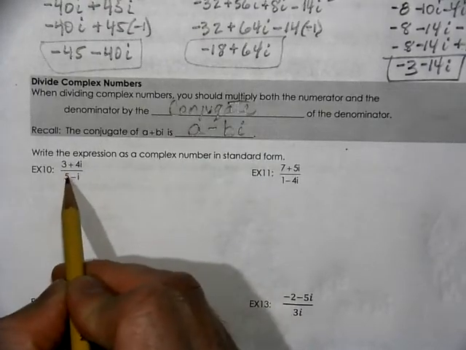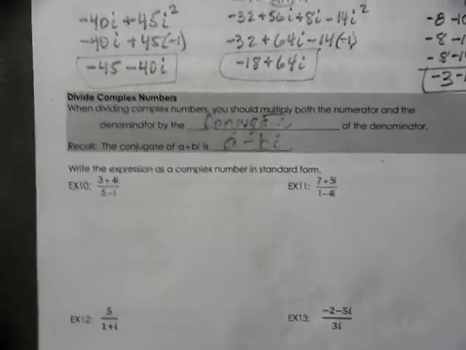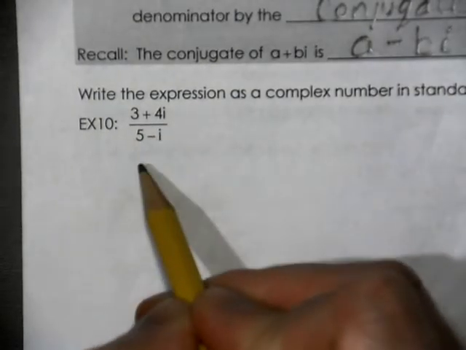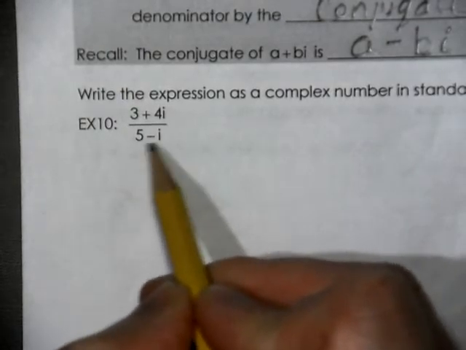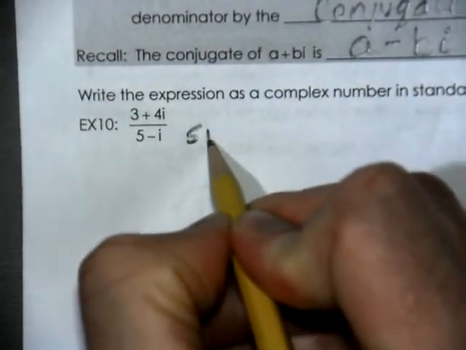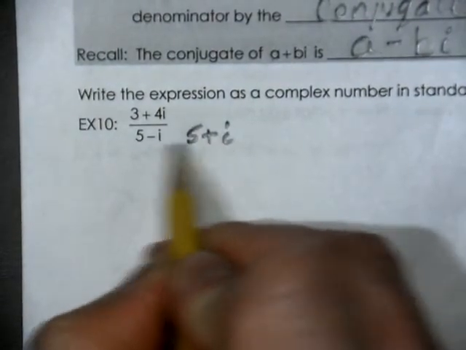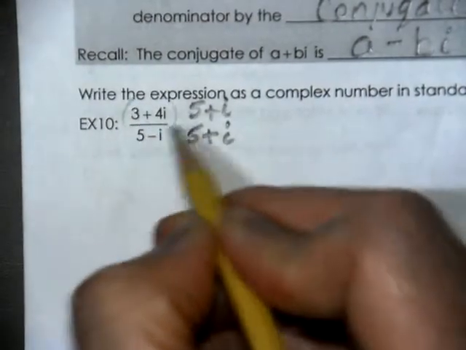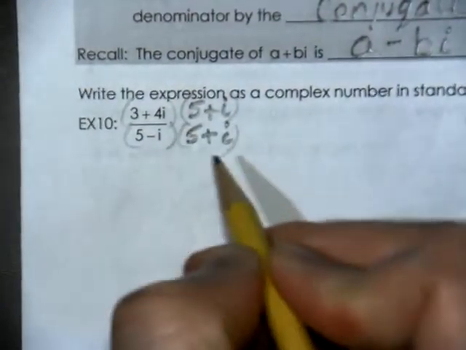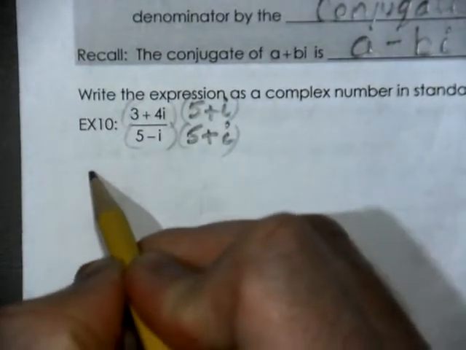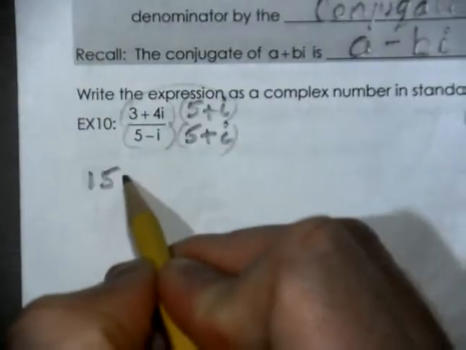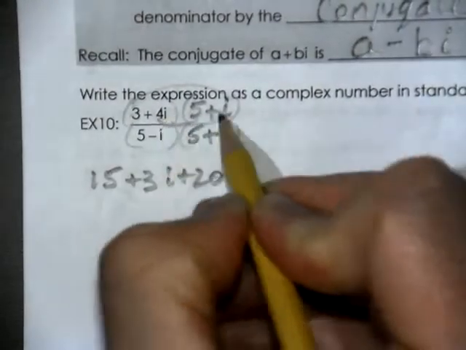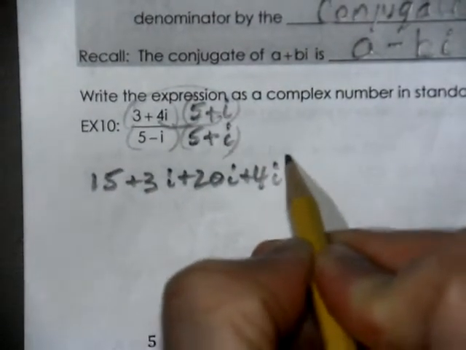So here we are. We have a denominator that has an i in it. We can't leave the i down there. Because it has the minus in there, we're going to look at the conjugate. So we use 5 plus i. But we have to do that to the top terms too. So you think about multiplying these together. So 3 times 5 is 15. 3 times i is 3i, 20i, plus 4i squared.